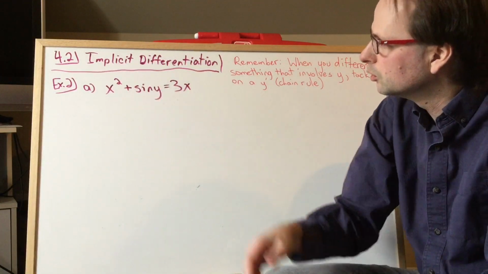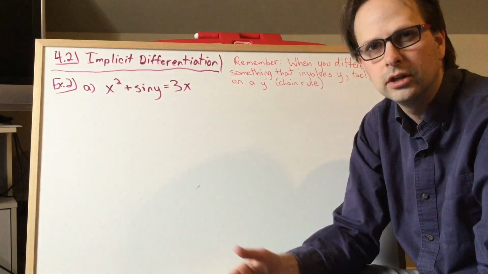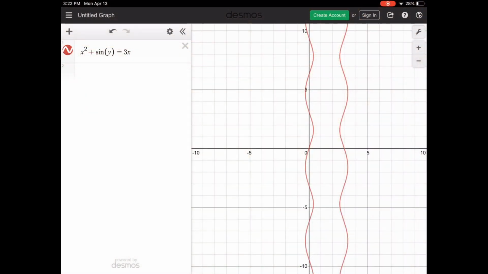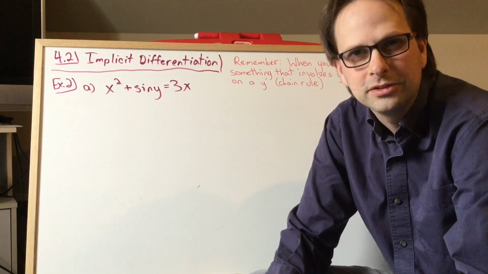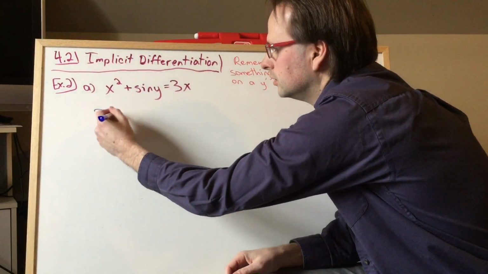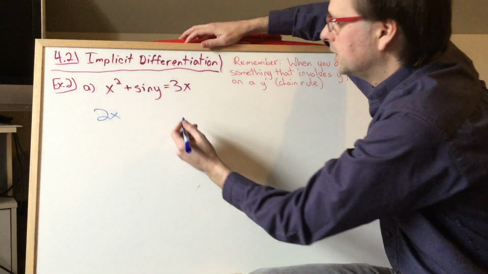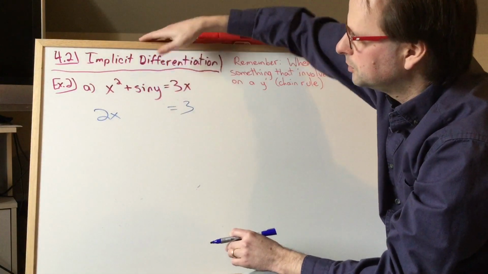So here's a weird little relation. We've got x squared plus sine y equals 3x. Let's take a look on Desmos. Weird, huh? But we can still differentiate. X squared becomes 2x. 3x just becomes 3. And the sine y is where we have to be careful.